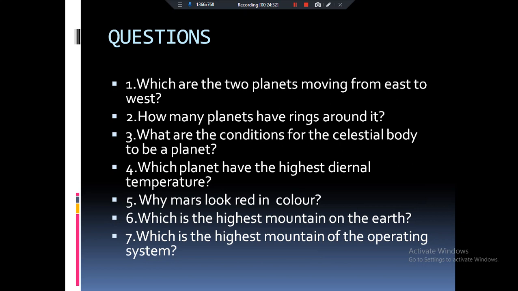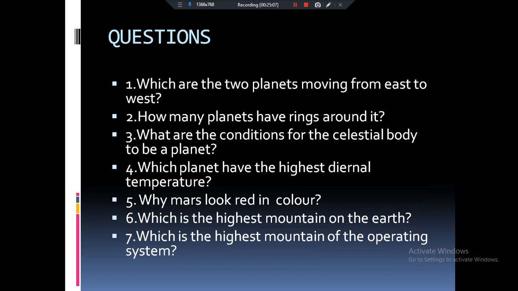Now guys, you have to answer some questions and please write down the answers in the comment section. You have to tell me which two planets are moving in the opposite direction to that of the Earth, that is in the westward direction, as the Earth is moving in the eastward direction. What are the two conditions for a celestial body to be a planet? How many planets of the solar system have rings?